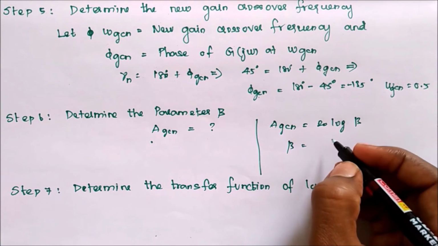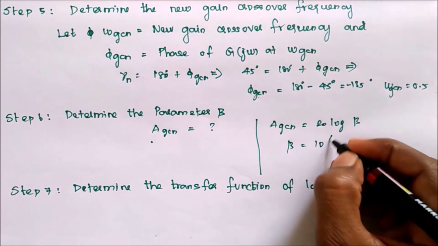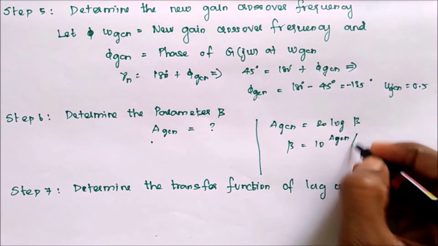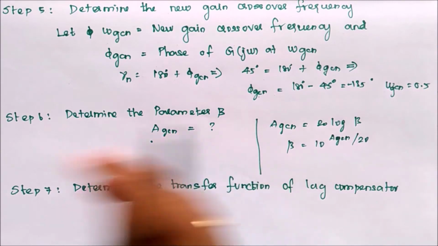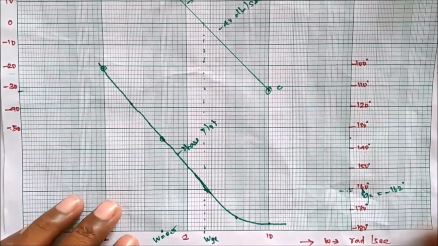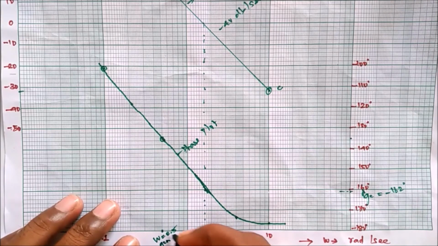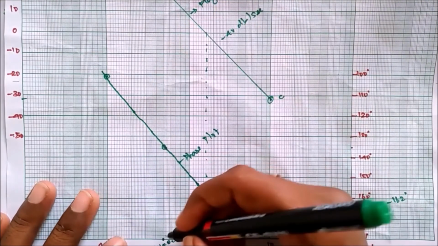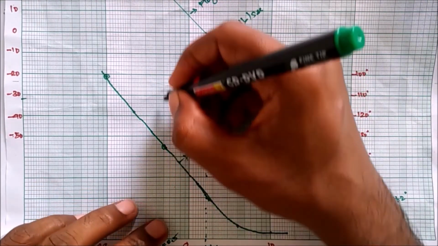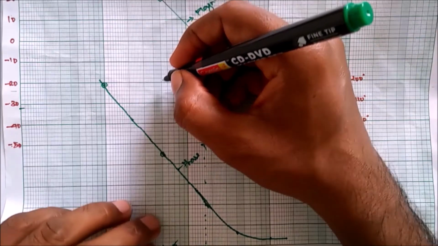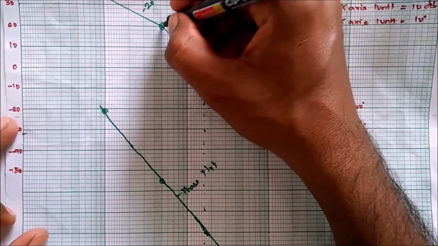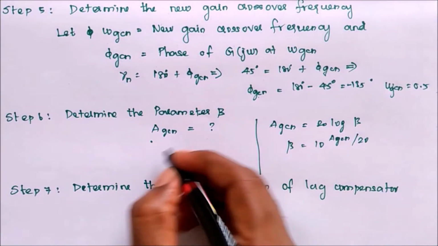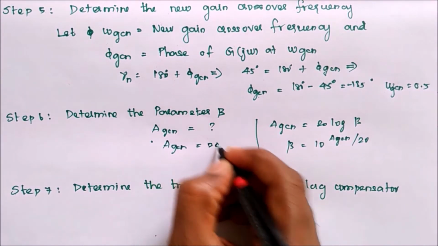From this, beta equals 10 to the power of A suffix GCN divided by 20. This is the formula. Now from this plot, this is the omega GCN, 0.5. At 0.5, the corresponding magnitude in decibels is 20. Therefore here A GCN equals 20 decibel.